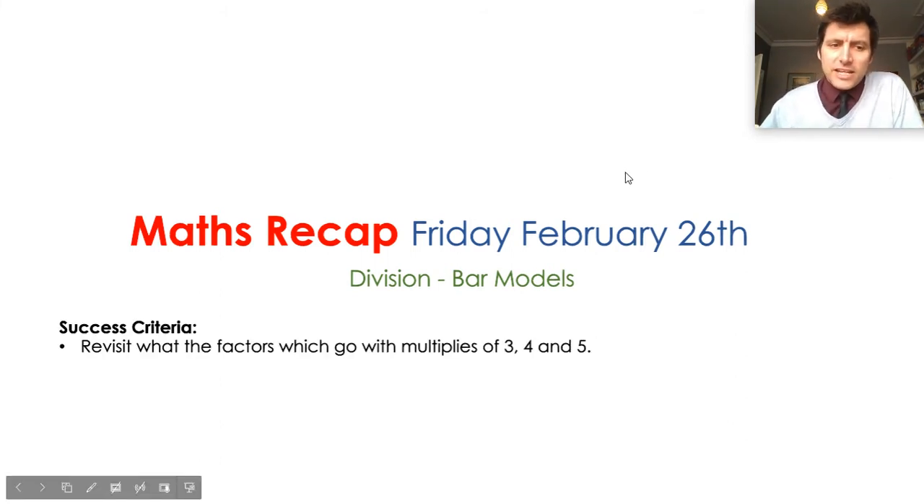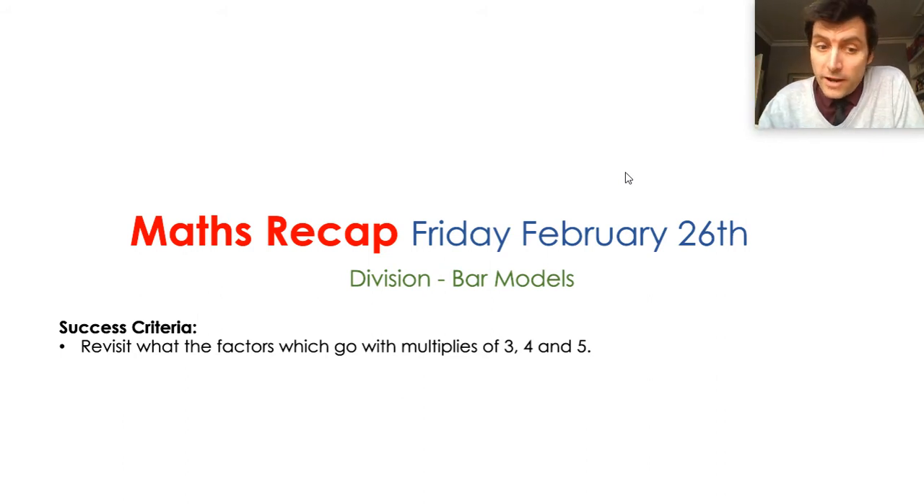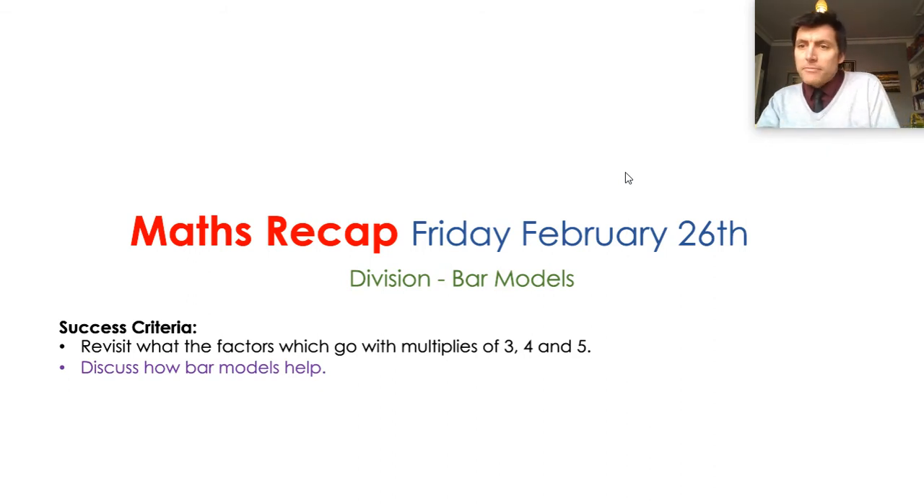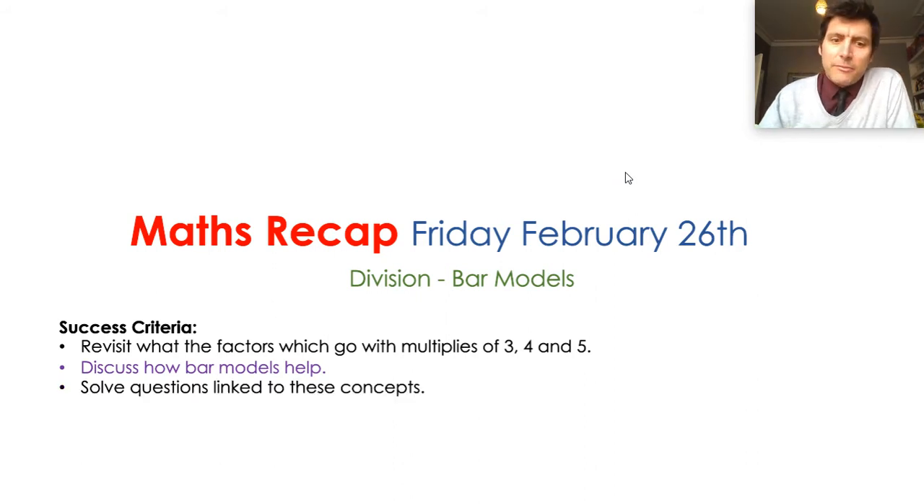Okay, today then we're going to be successful by thinking about the factors of 3, 4, and 5. The factors which go with various multiples. So we're going to see if we can unpick, well, we've got a product. What would the factors be that go with those multiples of 3, 4, and 5? How can bar models help us? So we'll look at how they can help us to solve some problems and to think about them in our brains. And then we're going to solve some problems that are linked to those concepts.